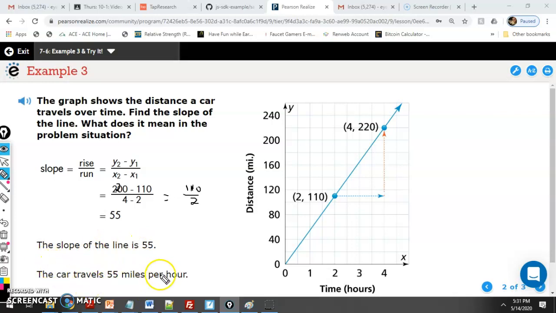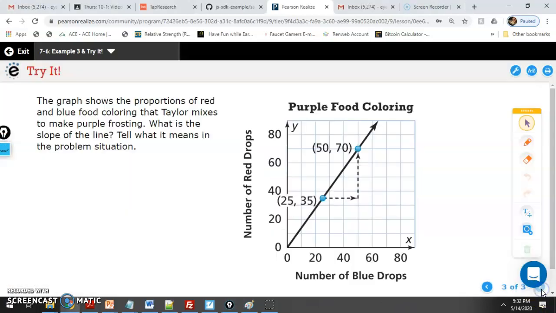And in this situation, the first unit is the y unit, that's miles. And then the second unit is hours, because remember, it's rise over run, and rise is y over x. So the car is traveling at 55 miles per hour. Pretty cool. All right, let's have you guys try one.